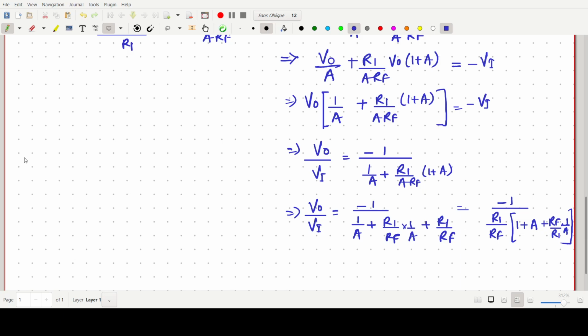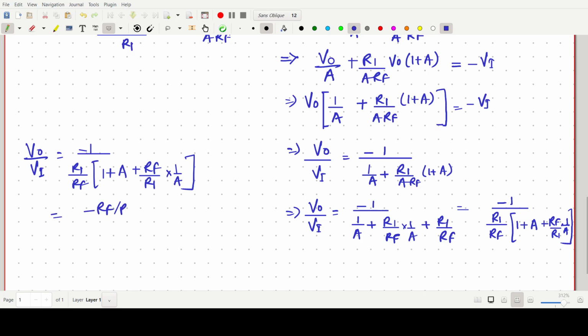Okay, here I am writing once again, V naught by Vi, same thing. Minus 1 by, if we take R1 by Rf, why I am writing, it will be clear after few minutes, plus Rf by R1 into 1 by A. Everything will be same. I am writing like this. So now it can be written as minus Rf by R1, because like this.